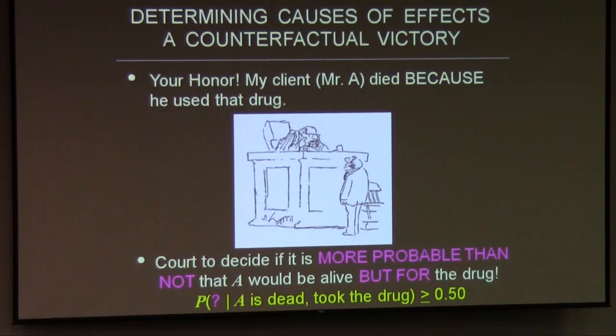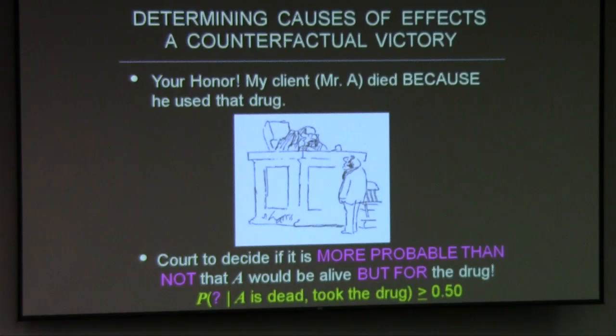I am full of respect for the legal profession. Because as far back as Hammurabi, lawyers had to encode social relationships, cognitive relationships, into a code that people can communicate. And people would come to a sort of consensus. That's the AI at the time. And that's what they came up with, you see? More probable than not, greater than 50%, of what? That he would be alive, but for the drug. This is the counterfactual.